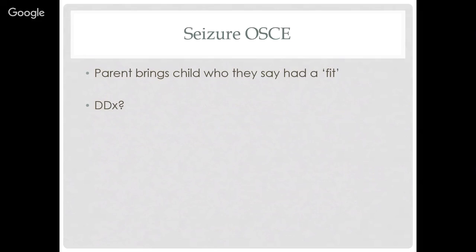Anyone know what the differentials would be if you got an OSCE where it just says in the stem that the parent brings in a child who's had a fit? Let's keep it vague. Febrile convulsions, good. You really like your fevers. Anyone else? Pseudoseizure in what age? Yeah, maybe old enough to have psych problems, sure.